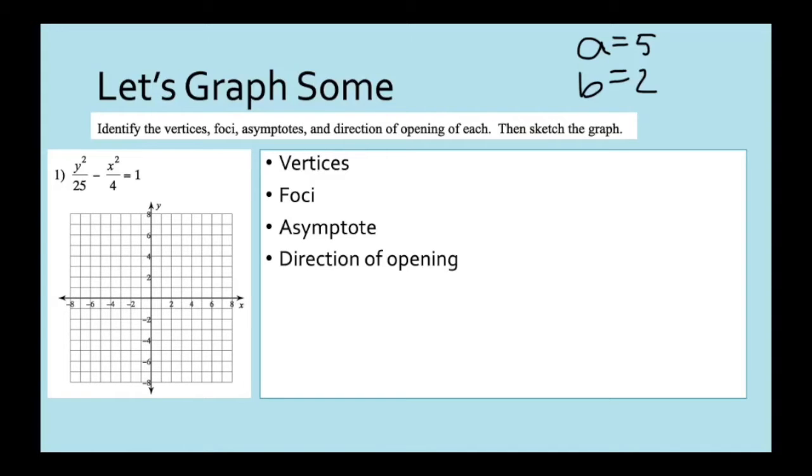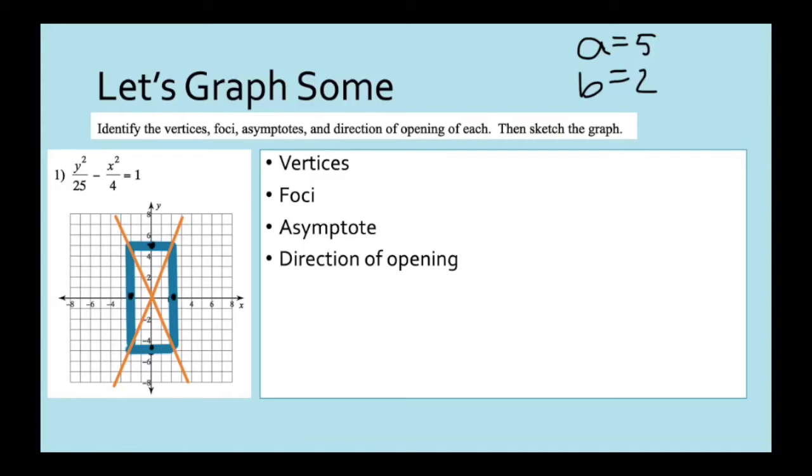If A is 5 and y is listed first, we're going to go 5 on the y-axis. x is listed next, and 4 is under it, so we're going to go the square root of 4, which is 2, on the x-axis. Now we will draw our box. You can use your ruler or not. And then we can draw our asymptotes. That's the next step. Our asymptotes should go through the center and through our corners.